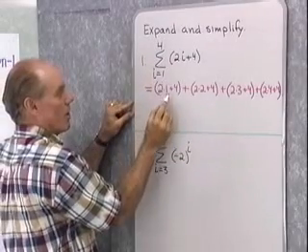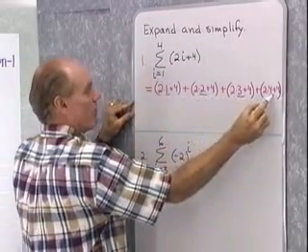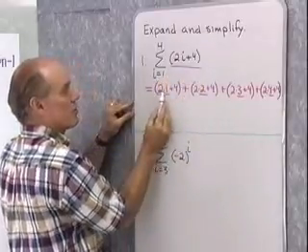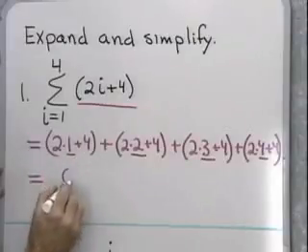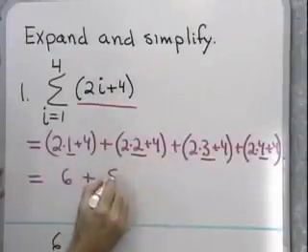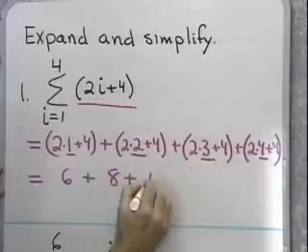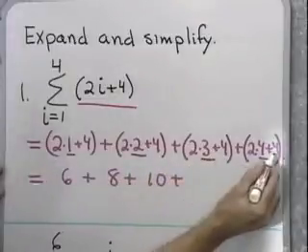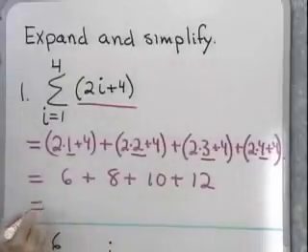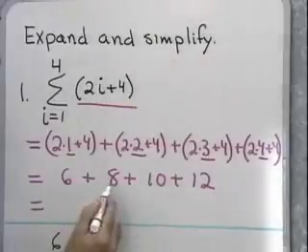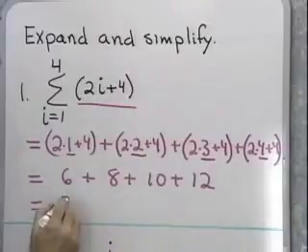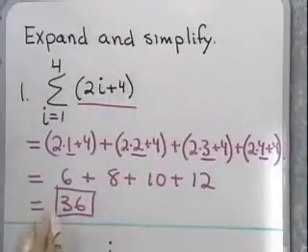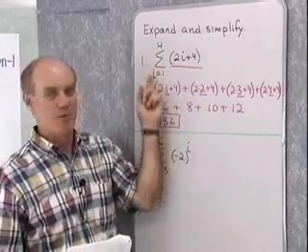So here's i equal 1, 2, 3, 4 in this formula right here, 2i plus 4. Now I can just simplify this. This is going to be 2 plus 4 or 6. This will be 4 plus 4 or 8. This will be 6 plus 4, which is 10. And this is 8 plus 4, which is 12. Now when I add all of these together, 6 plus 8 is 14, plus 10 is 24, plus 12 is 36. So this really is just a fancy way to write the number 36.